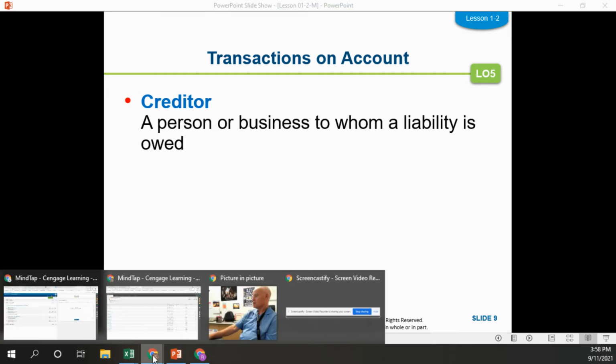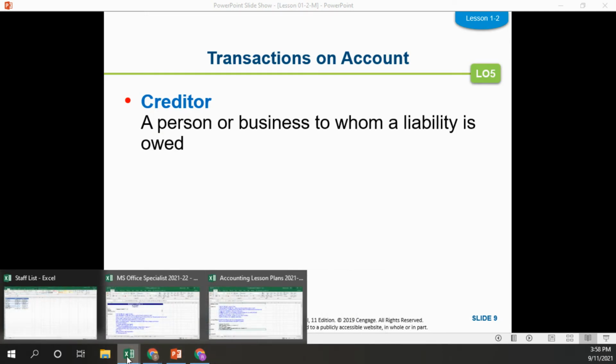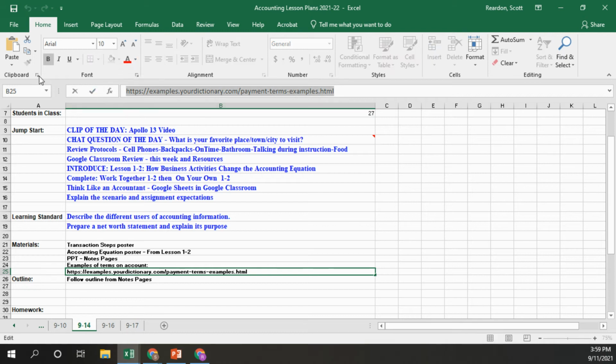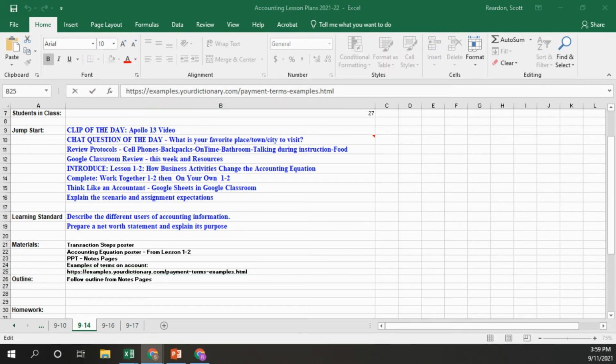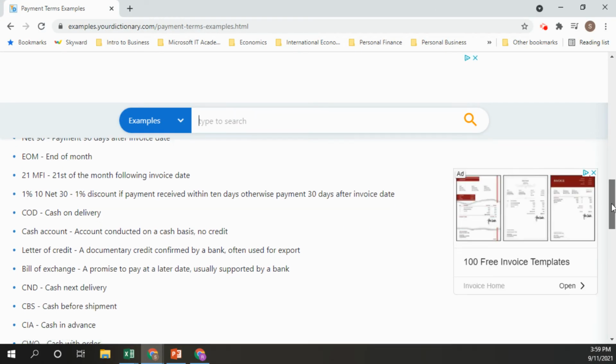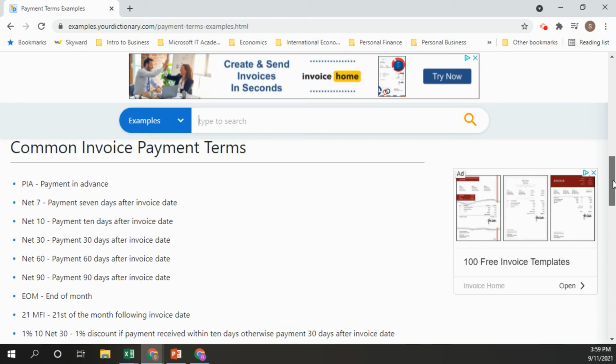Now I wanted to find examples of terms on account. Just pardon me for a moment while I pop this in here. So, a payment term example: when we buy something on account, it could look like this.